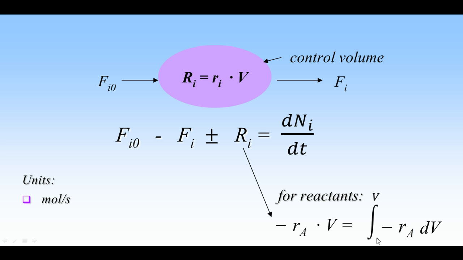For the reactants, we subtract the reaction term since the concentration of the reactant is depleting. For the products, we add the reaction term. And don't forget to put minus in front of the reaction rate for the reactants. Each term in our mole balance has a unit mole per second, or generally mole per unit time.